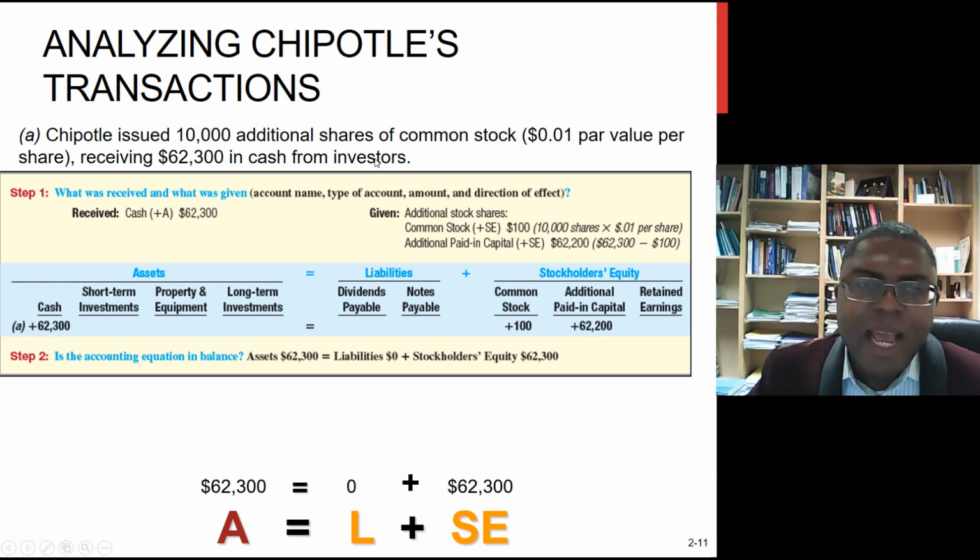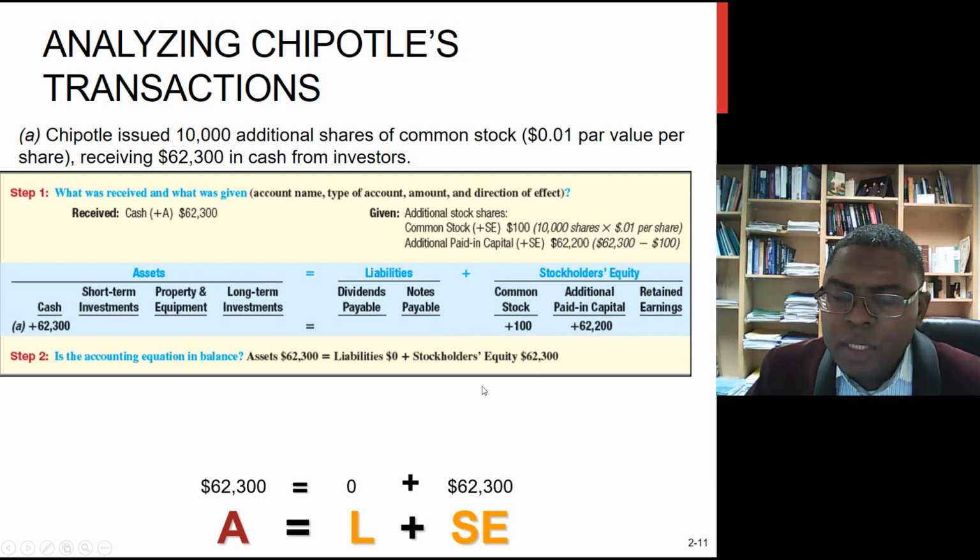Is going to affect three accounts. So it's going to affect the cash account, the common stock account, and the additional paid in capital. Cash is an asset account, is increasing. Common stock is a stockholders' equity account, is increasing. Additional paid in capital is a stockholders' equity account, is also increasing. So when we come to the balance sheet equation, we see cash is increasing. So asset is increasing by $62,300.